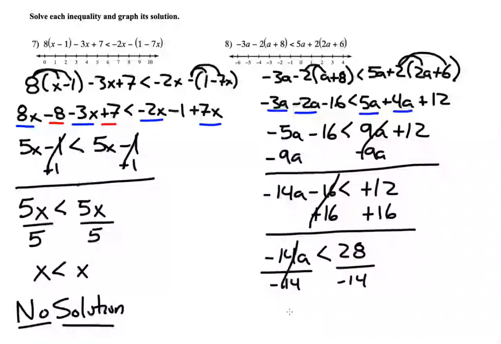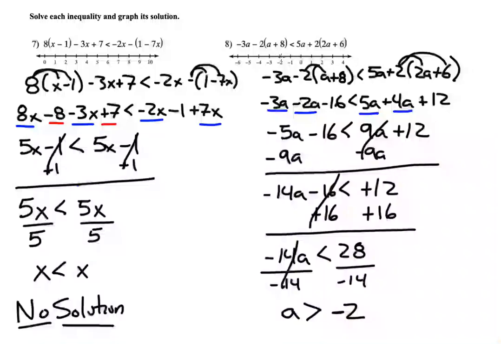These cancel, so on the left I have a. On the right, 28 divided by 14 is just 2. A positive divided by a negative is a negative. And since I divided by a negative, I have to flip the sign. So the less than sign becomes a greater than sign. So a is greater than -2.